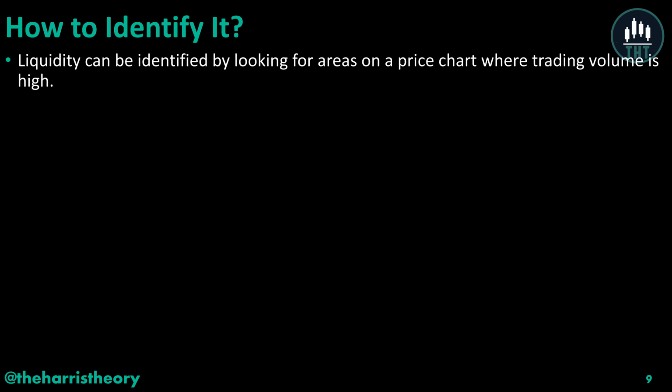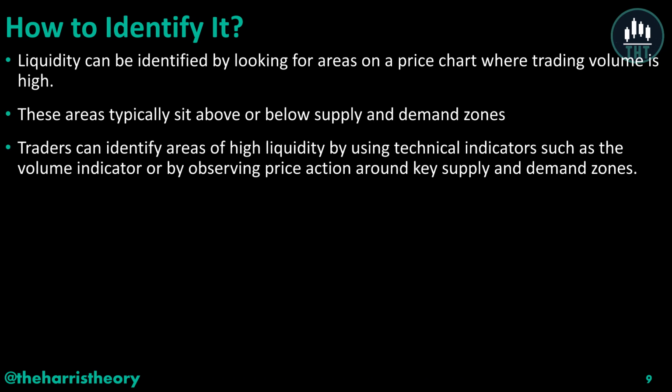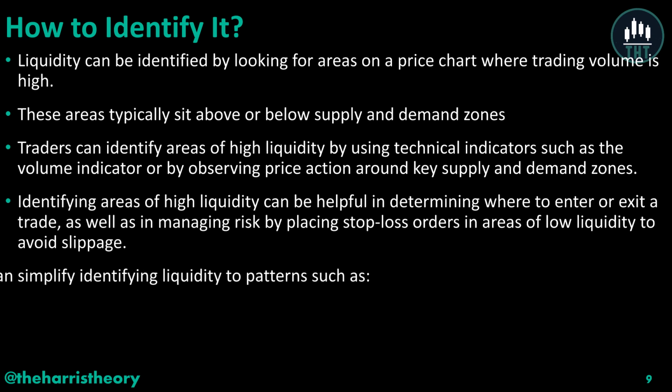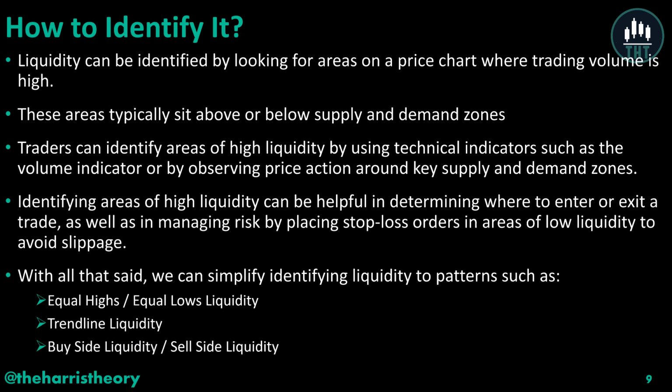How to identify it. Liquidity can be identified by looking for areas on a price chart where trading volume is high. These areas typically sit above or below supply and demand zones. Traders can identify areas of high liquidity by using technical indicators such as the volume indicator or by observing price action around key supply and demand zones. Identifying areas of high liquidity can be helpful in determining where to enter or exit a trade, as well as in managing risk by placing stop-loss orders in areas of low liquidity to avoid slippage. With all that said, we can simplify identifying liquidity to patterns such as equal highs and equal lows, trendline liquidity, buy-side liquidity, and sell-side liquidity.